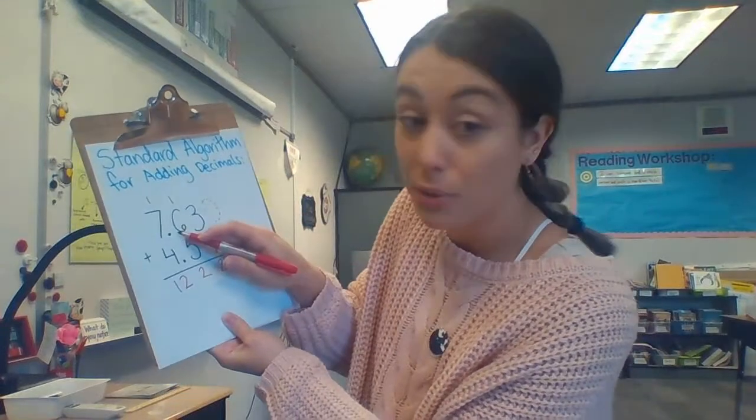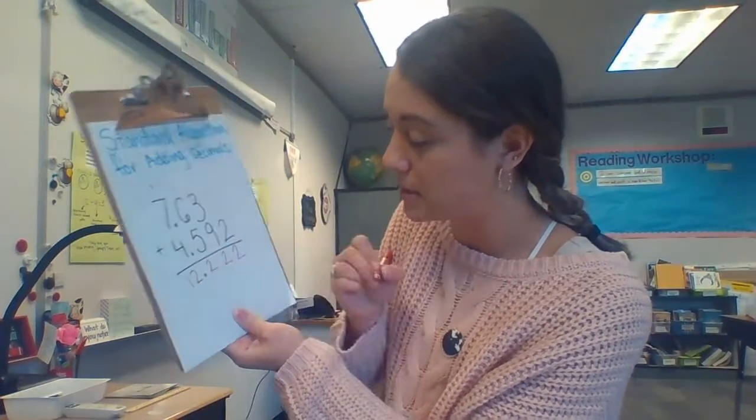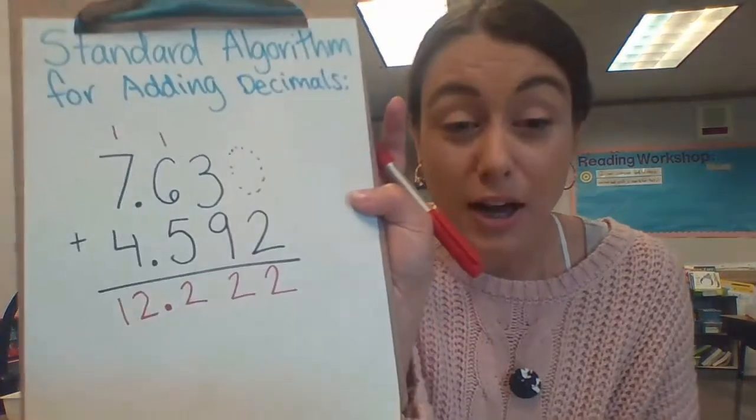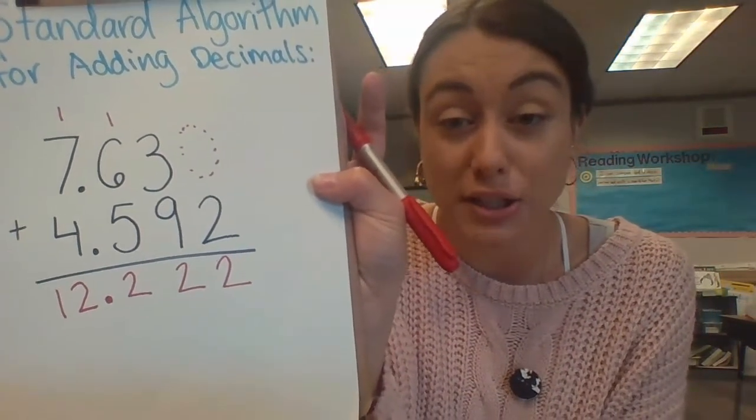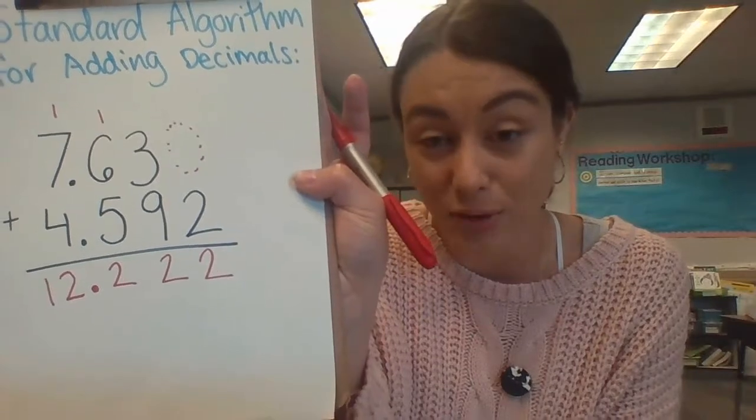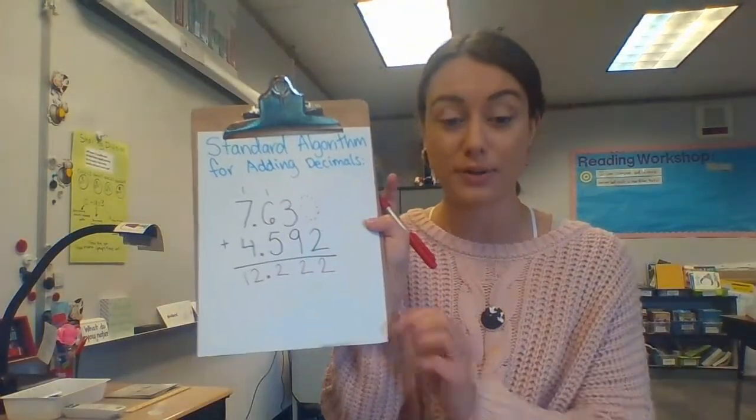Friends, you have to make sure to bring down your decimal and put it in the same place as it was before. So you can see here, my answer is 12 and 222 thousandths. Remember how we say those numbers out loud.